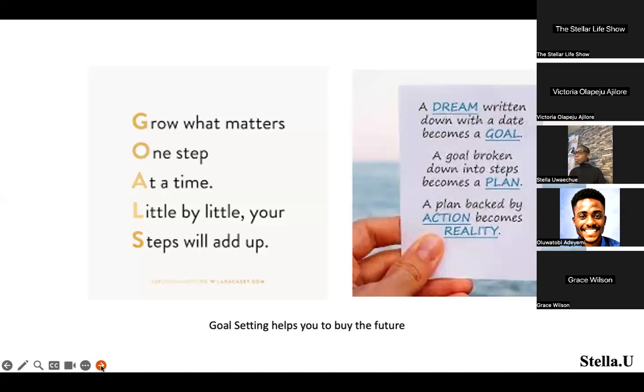I also saw another picture that I thought was very striking. Each and every one of us has dreams. It's free to dream. That's why you would say dream as far as you can dream, imagine a lot of things, imagine them possible, believe the impossible, whatever it is, just believe it. So when you have a dream, if you don't do anything about it, it still just remains a dream. It stays at that level of being a dream. But a dream, once you write it down with a date, it becomes a goal.